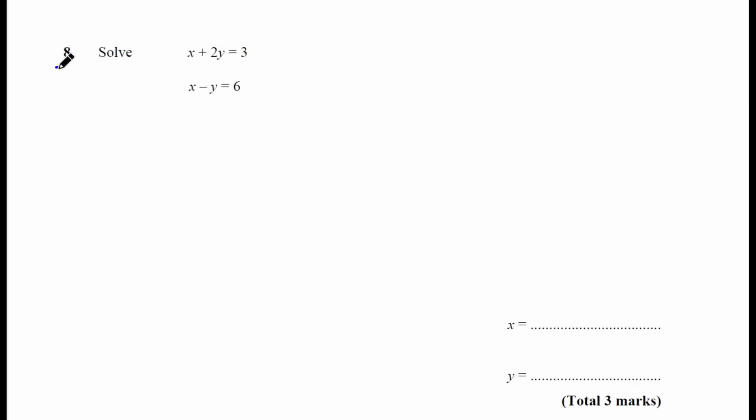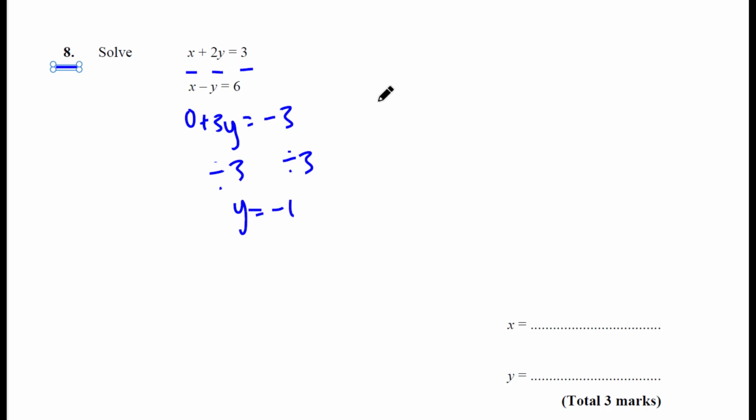Right, question 8 is a straightforward simultaneous equation. So, signs for x are positive, we can cancel out the x, so we're just going to minus from here. X minus x is 0. 2y minus minus y, be careful, the double negative becomes a plus. So we get 3y equals, what's 3 minus 6? Minus 3. So let's just divide both sides by 3, and you're going to get y equals minus 1.